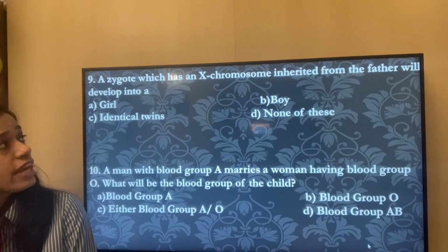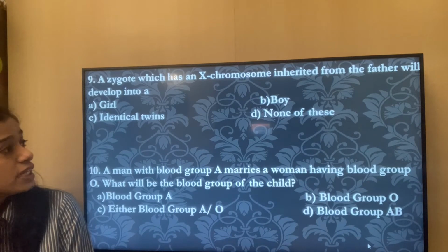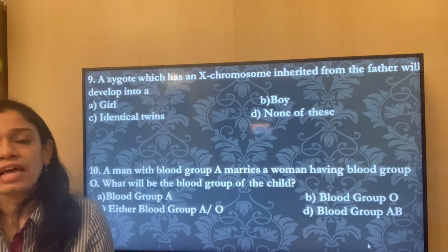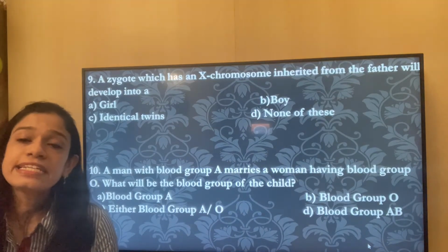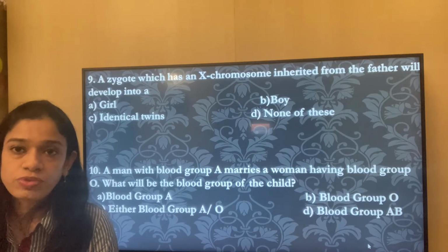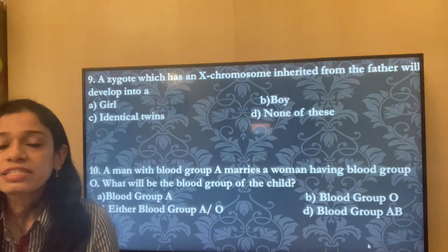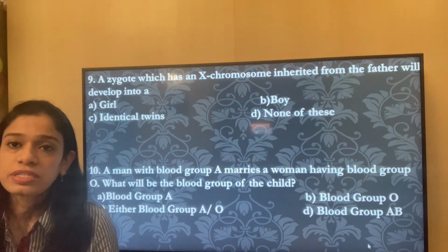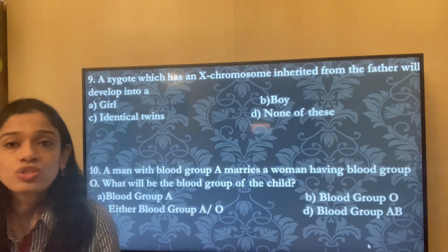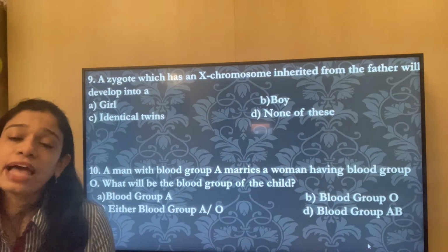A zygote which has an X chromosome inherited from the father will develop into a girl, a boy, identical twins, or none of these. Now they are telling us a zygote has an X chromosome which is inherited from the father. If you remember the chapter on heredity, we have learned that sex is determined in a person by the father, or by the male individual.